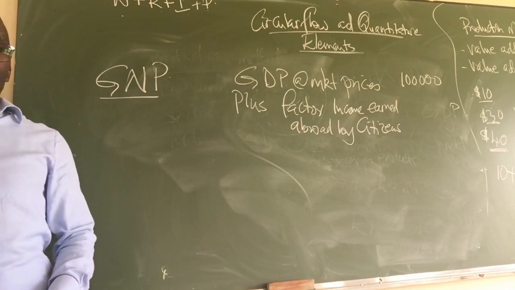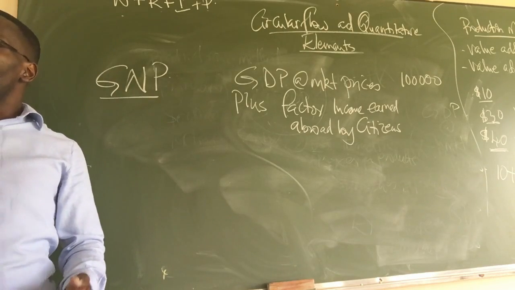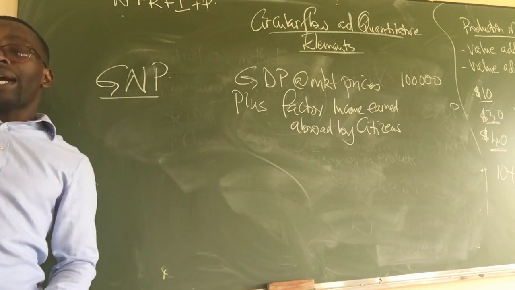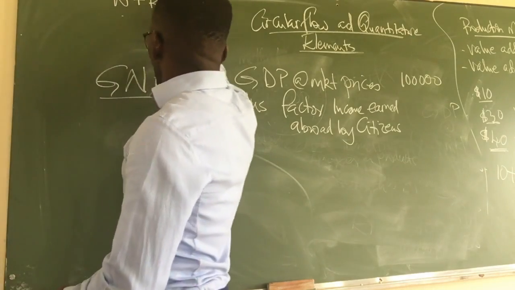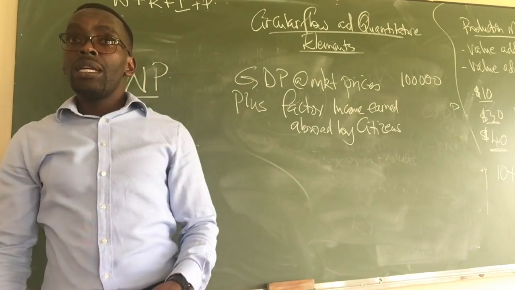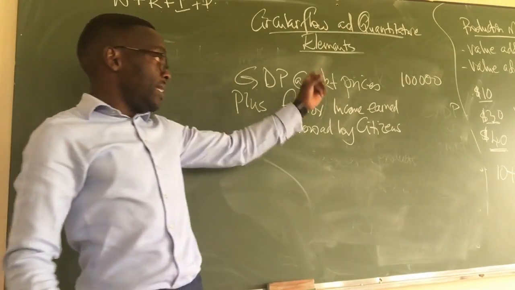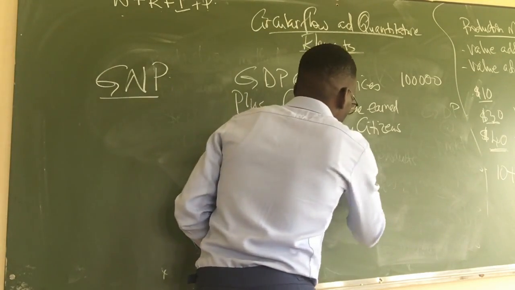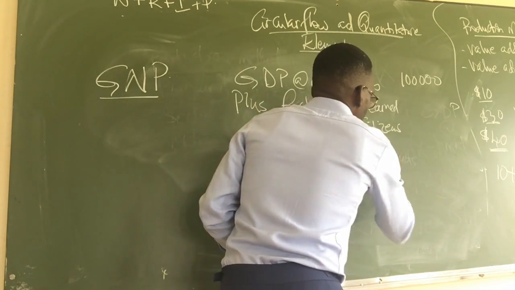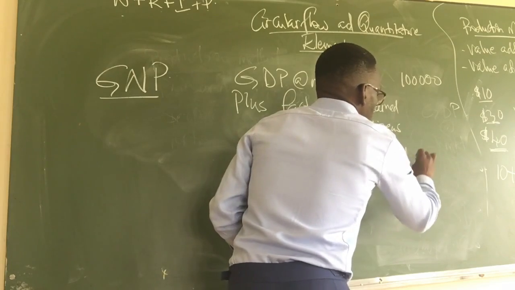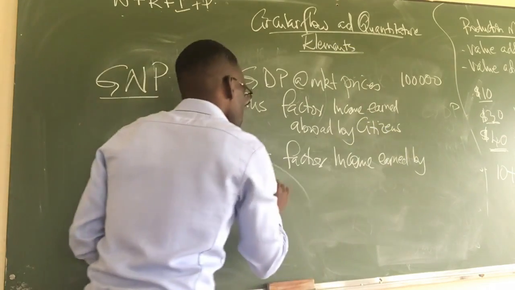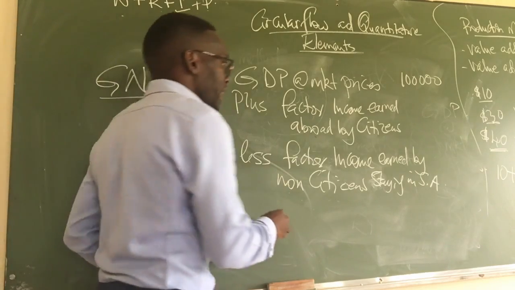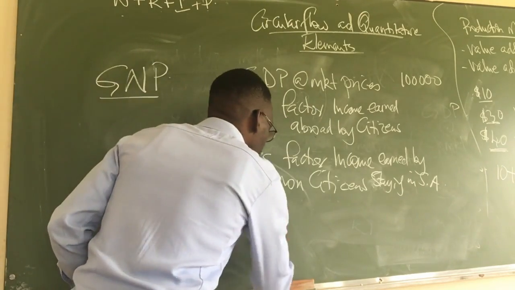Any income that they earn. If a citizen who is in the country has some businesses that are outside the country, any income that they earn, as long as they are South Africans, we add it. And then we less factor income earned in South Africa by non-citizens, and we add back factor income earned by citizens staying in South Africa. The answer that you get is what we call GNP.